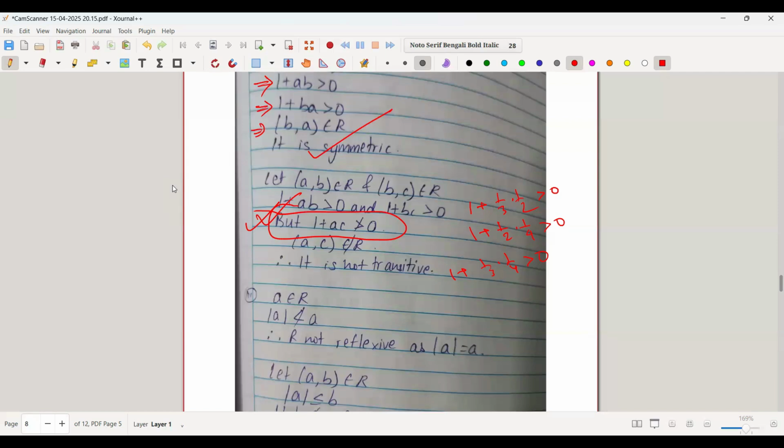1 plus AB greater than 0, 1 plus BC greater than 0, but 1 plus AC is not greater than 0, that means less than or equal to 0. 1 plus AB is greater than 0, that means AB is greater than minus 1, that means A is greater than minus 1 by B. And obviously again 1 plus BC is greater than 0, that means BC is greater than minus 1, C is greater than minus 1 by B.